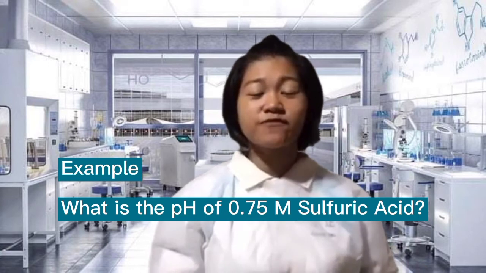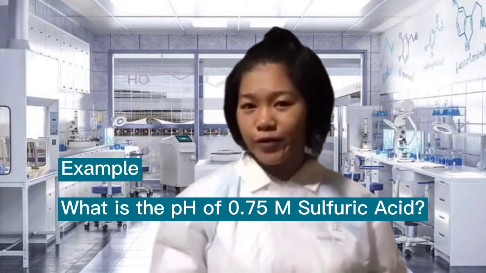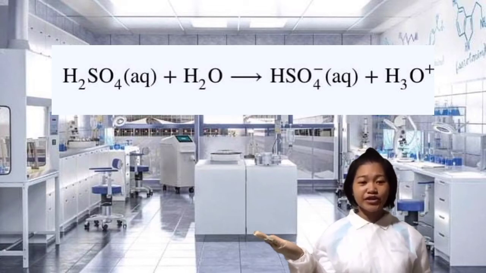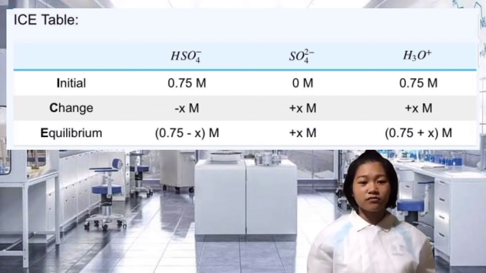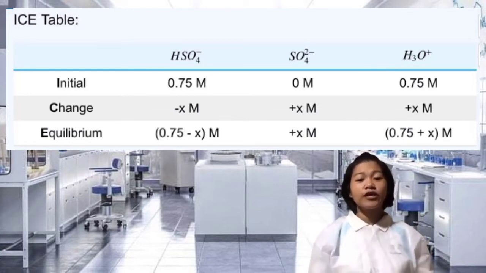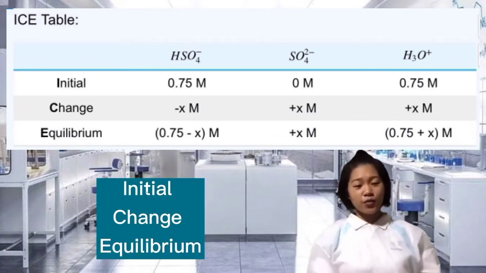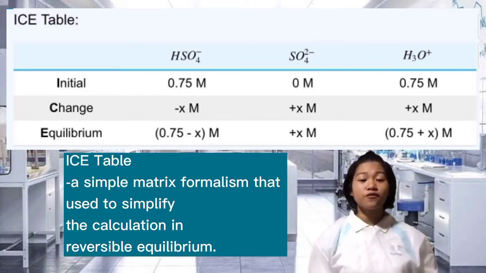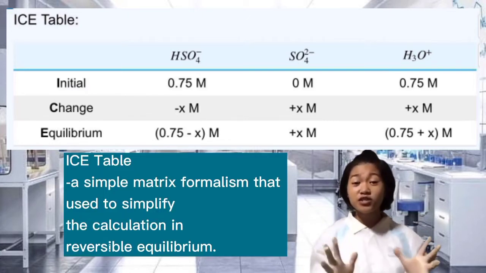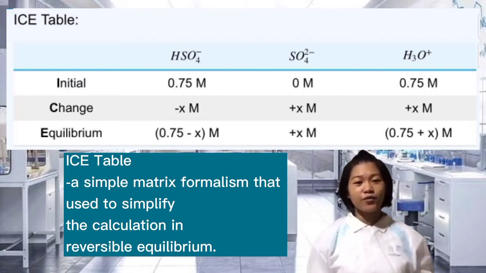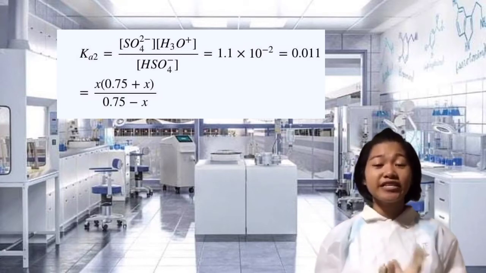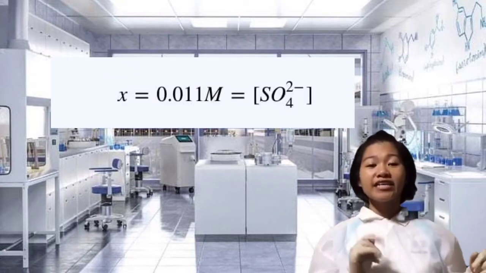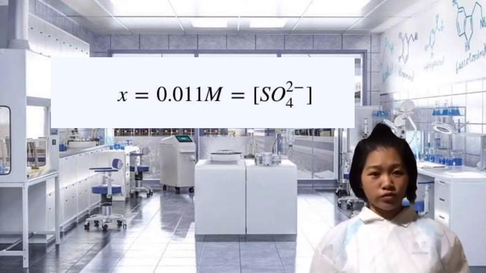Let's have an example. What is the pH of 0.75 moles of sulfuric acid? This is the equation. Now, we have our ICE table. By the way, ICE stands for initial, change, and equilibrium. It is a simple matrix formalism used to simplify the calculation in reversible equilibrium. Let us assume that X in the denominator is negligible. Therefore, X is equal to 0.011 moles.